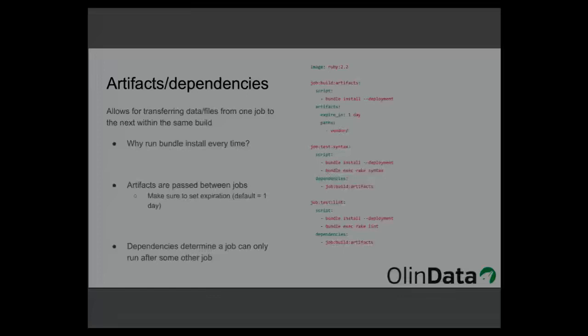Let me answer the first question first. The first question was, where do the logs go? The logs go back to GitLab CI itself. So they're not stored on the runner. So you can access your logs as far back as your history of pipeline goes. So you can always look back at your logs.